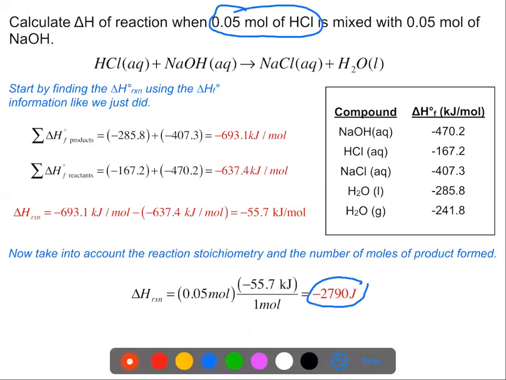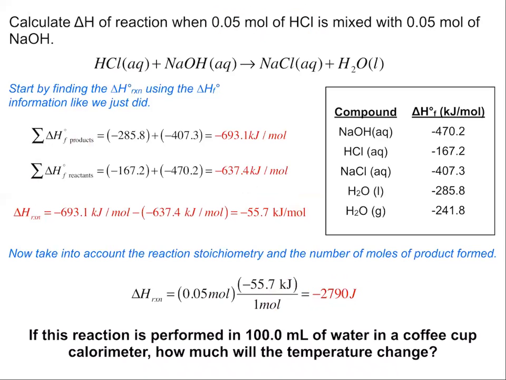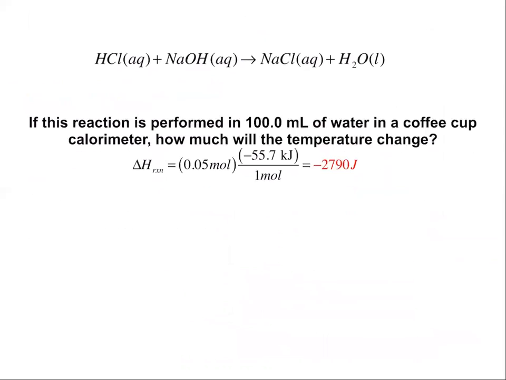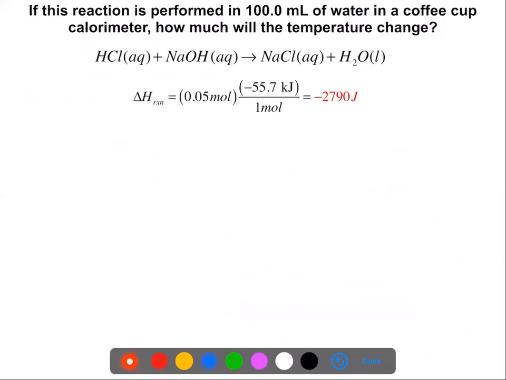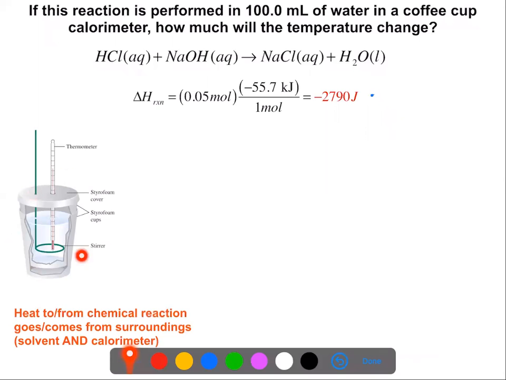We could even take this a step further and ask the question, if this same chemical reaction was performed in 100 milliliters of water in a coffee cup calorimeter, what will the change in temperature be? So again, this is what allows us to predict what the change in temperature will be. And if we think about this, we've solved similar problems like this before. And so we can take the pieces that we need: it's the same chemical reaction, and we know what the overall Q or delta H is for this. We remember our coffee cup calorimeter.